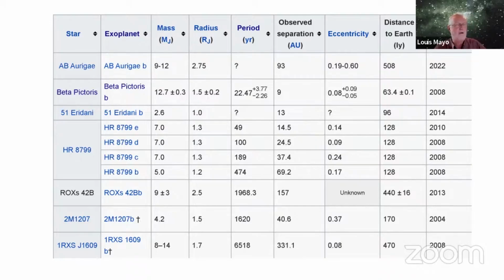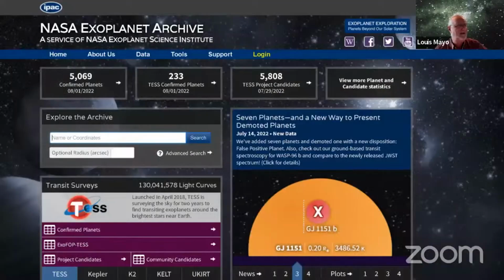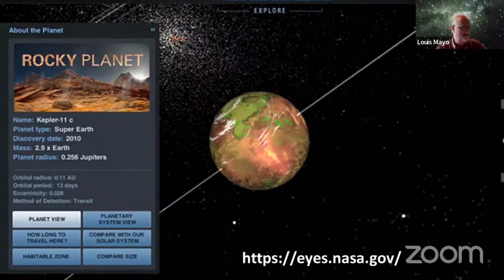And if you want to find out more about that, of course, you can go to the NASA Exoplanet Archive. And I always display the NASA Exoplanet Archive homepage, as well as now Eyes on Exoplanets, which I will talk about each time we get together. This is the 3D interactive animation that NASA Jet Propulsion Laboratory put together of all the known exoplanets.